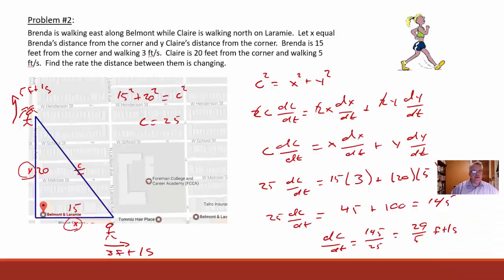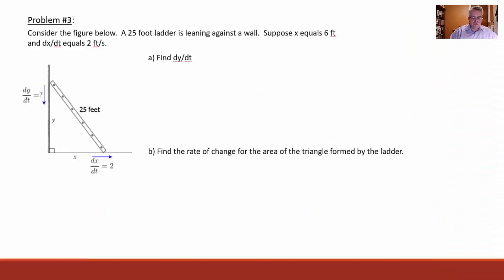Okay, we got this. Here's another classic problem involving the right triangle and the Pythagorean theorem. It's the sliding ladder problem. So we have a 25-foot ladder. That's the hypotenuse, and it's always 25 feet. It's leaning against the wall. Suppose x equals 6 feet. So the bottom is 6 feet from the wall. And dx/dt equals 2 feet per second. So it's slipping this way, 2 feet per second.